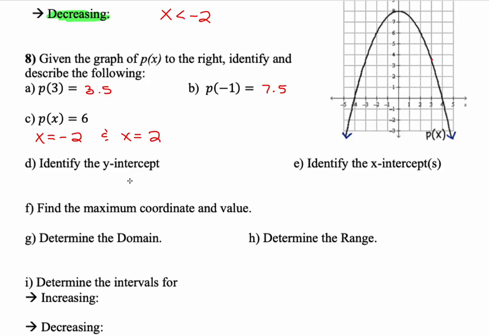D asks you to identify the y-intercept. So it's crossing the y-axis at 0, 8. It is a coordinate 0, 8.